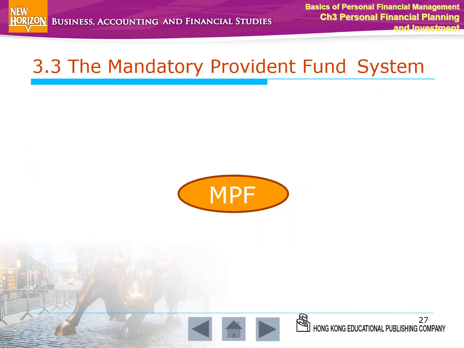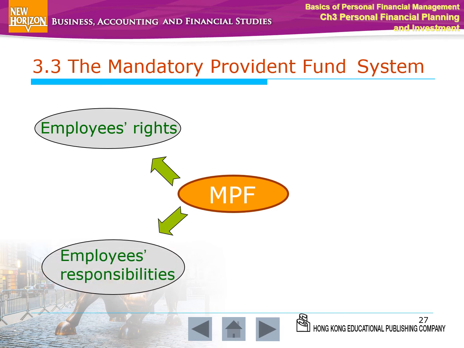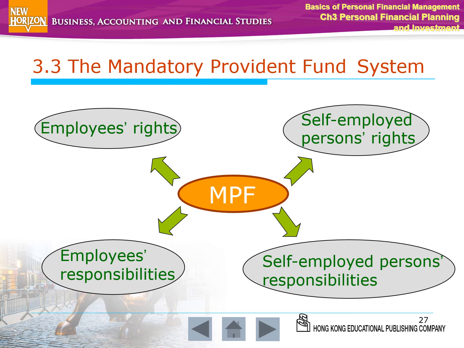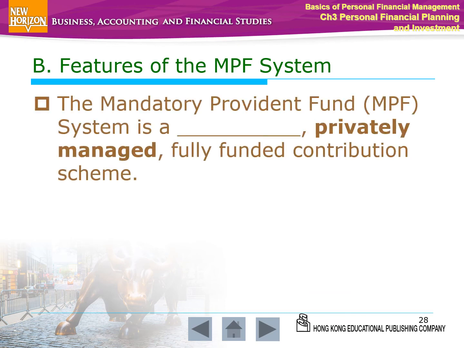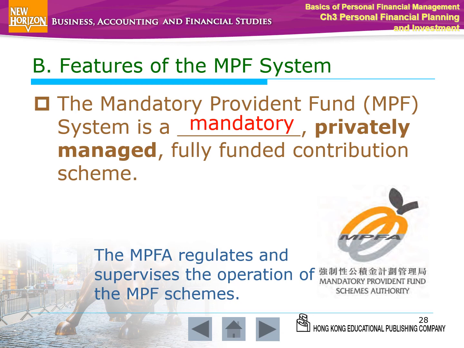Okay, let's move to MPF, the Mandatory Provident Fund system. You should know in the MPF scheme employees' rights and responsibilities, as well as self-employed persons' rights and responsibilities. We are looking at the features of the MPF system. The MPF system is mandatory. You know, mandatory means compulsory, no choice, compulsory. Okay, privately managed, not managed by the government, but managed by private insurance companies or the banking industry. Fully funded contribution scheme. And the MPFA regulates and supervises the operation of the MPF schemes. This one is called the Mandatory Provident Fund Schemes Authority.